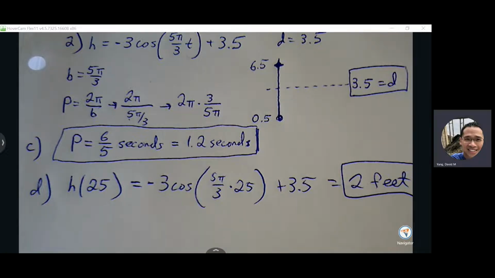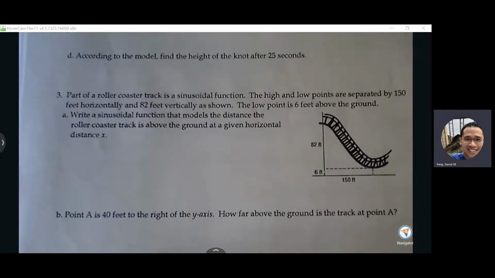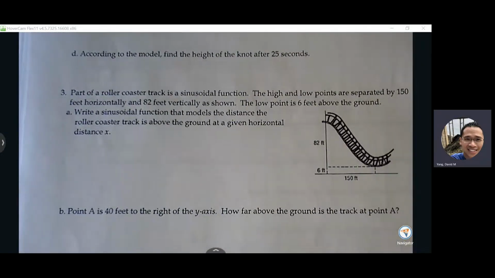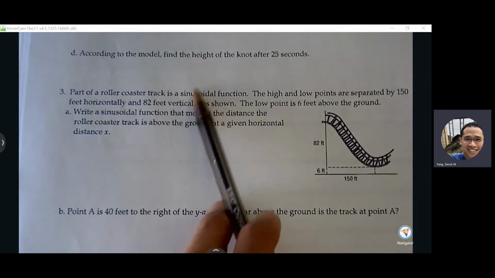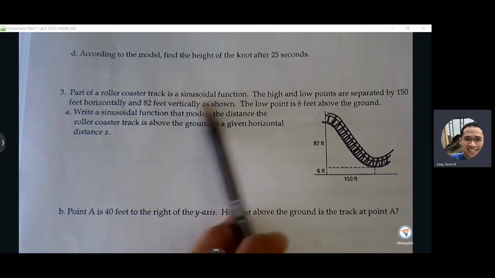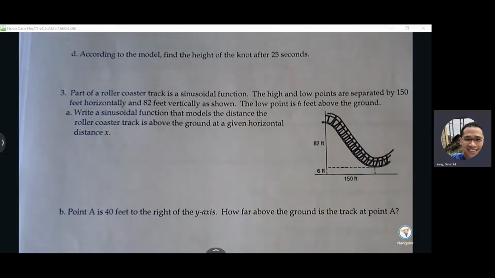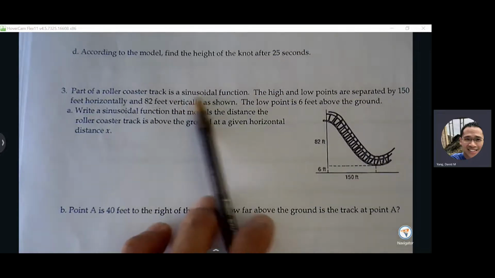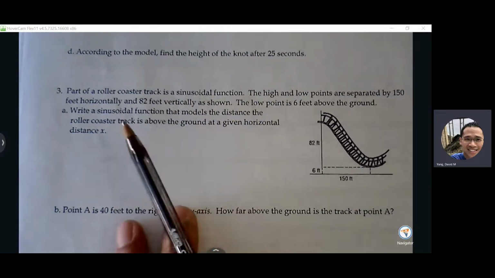Okay, let's read number 3. Does anybody still need to look at number 2? All right, let's look at number 3. Number 3 says part of a roller coaster track is a sinusoidal function. So it's not giving it away, right? It could be either a sine or a cosine. We want to choose the one that is easier to model after. Right now it's not committing to either one or the other.